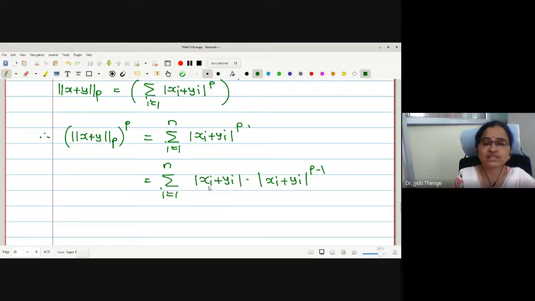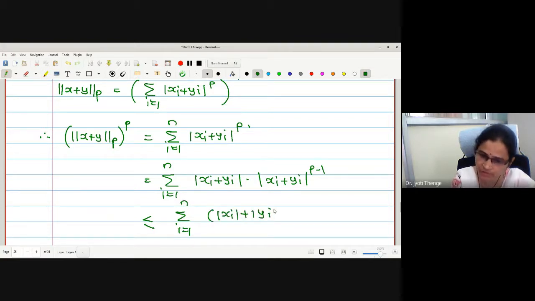That is |xi + yi| is less than or equal to |xi| + |yi|. Now let me use the triangular inequality here to change the equality to an inequality. Summation i equals 1 to n, this I can write as |xi| + |yi|. The second term as it is, |xi + yi| raised to p minus 1.